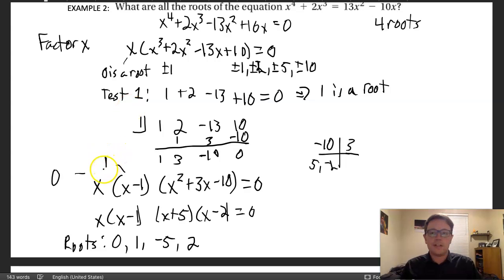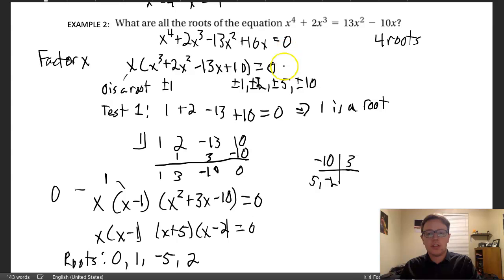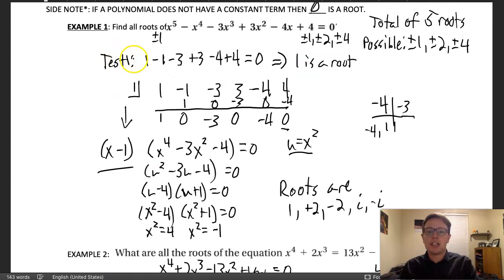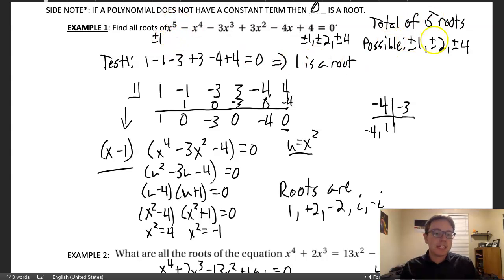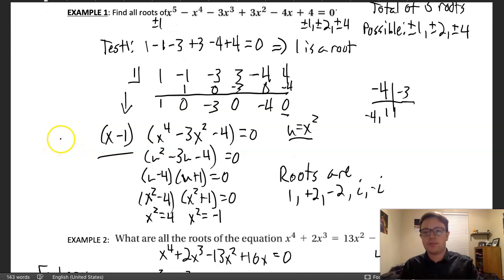Now here's a question for you. How many x-intercepts did each of these equations have? For this example 2, x to the 4th, we had 4 different roots. But for example 1, where we had x to the 5th, we were expecting 5 roots, we only had 3 x-intercepts. What this goes to show us is some of our intercepts could be imaginary or they could be repeated. So make sure we keep that in mind as we go ahead and do this.